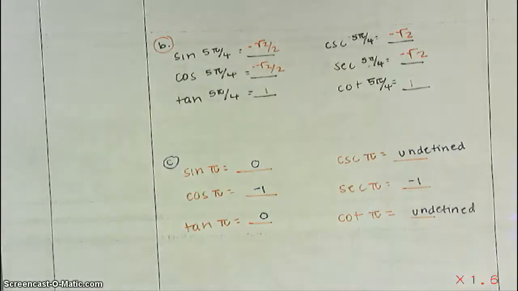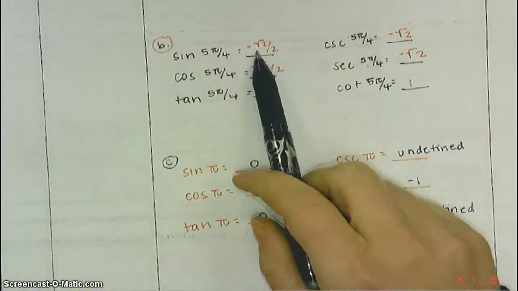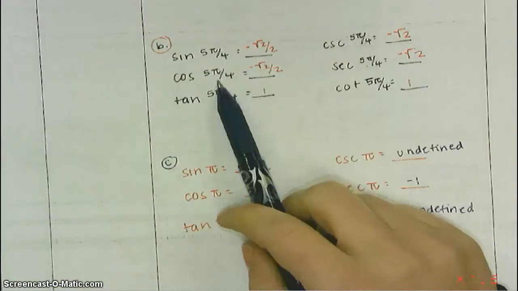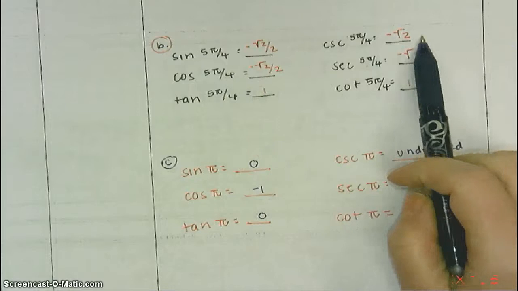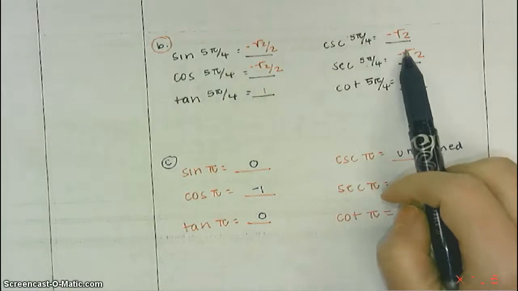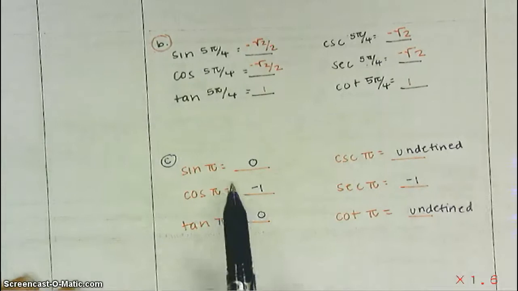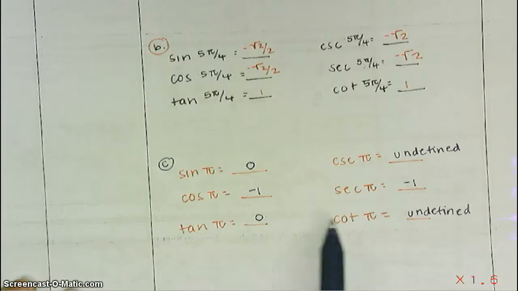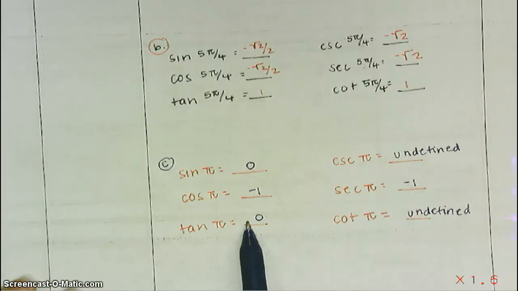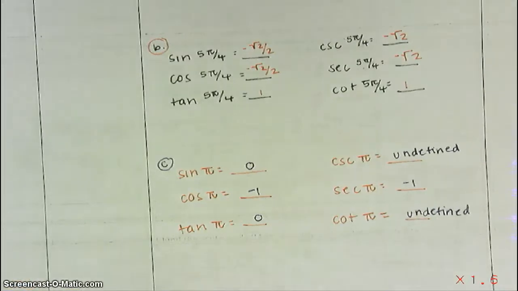Some things to note are the sine values. For example, sine and cosine at 5 pi over 4 were both negative, so are their reciprocals. The reciprocal of 1 is 1. That's another thing to note. Down for part C, again, the reciprocal of 0 is undefined and vice versa. So that takes care of tangent and cotangent. Cosine is -1, so is secant.